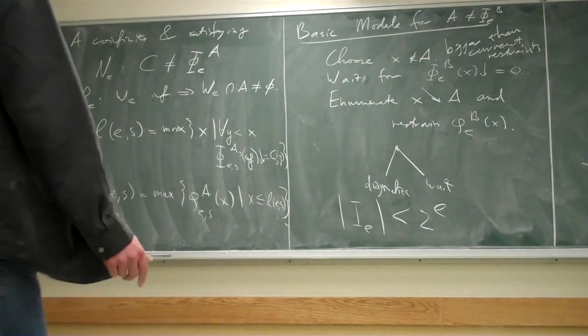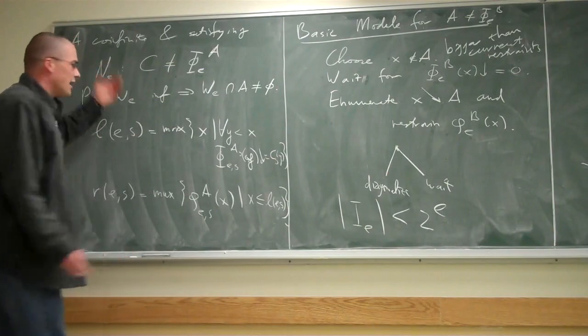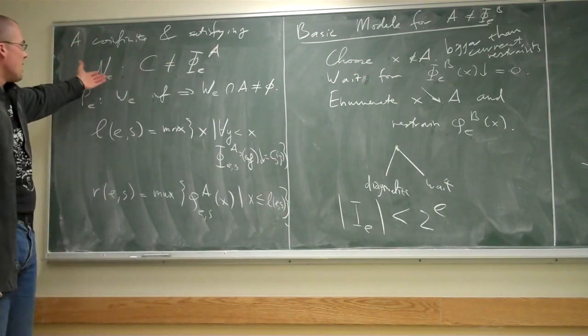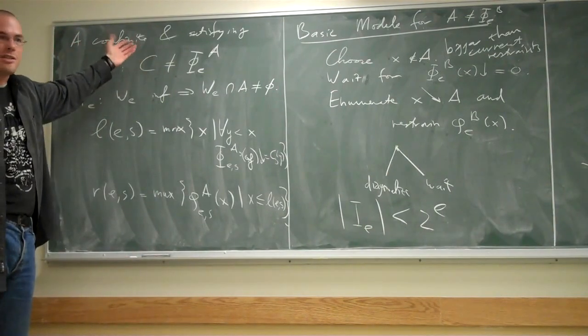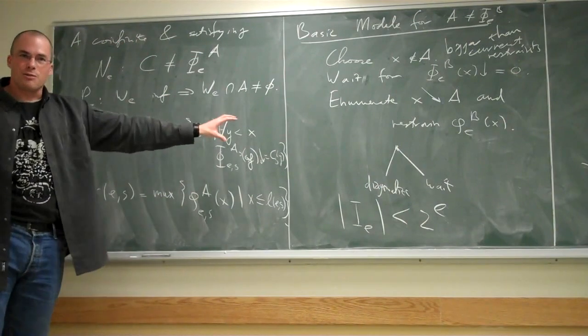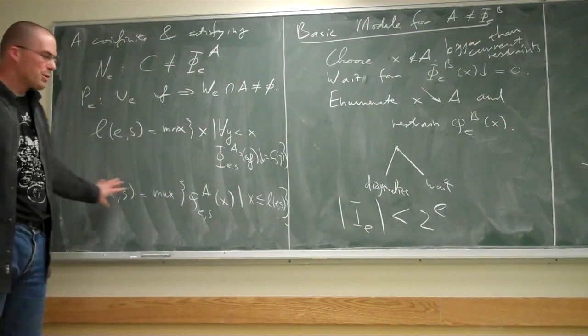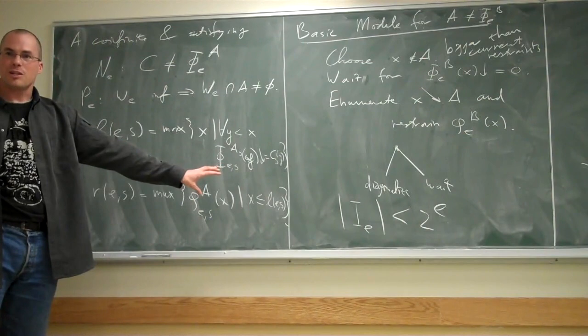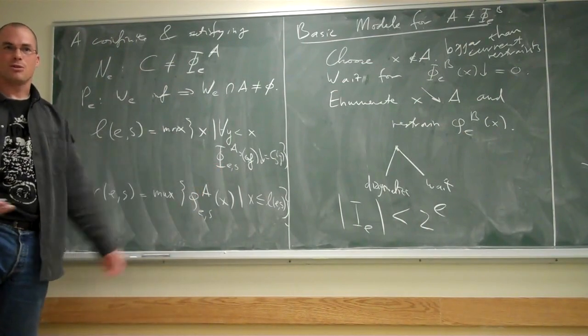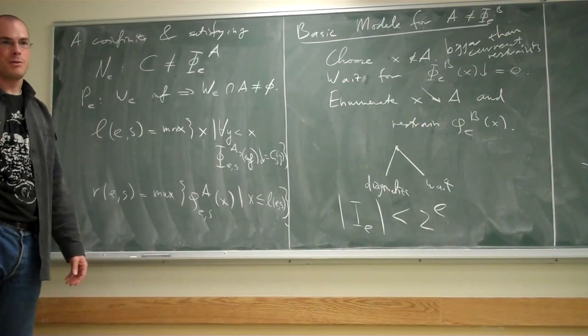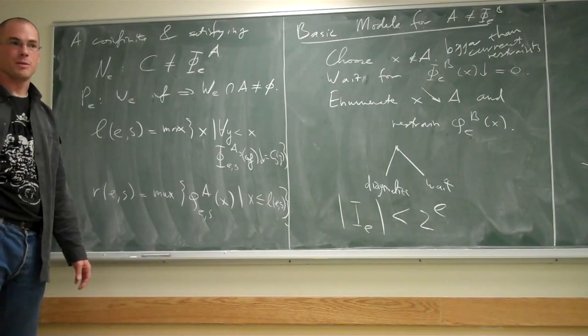Our basic modules for NE are now clear. At stage s, you compute what is the length of agreement, you compute what is the corresponding restraint you want to impose, and you impose this restraint to all lower priority requirements.